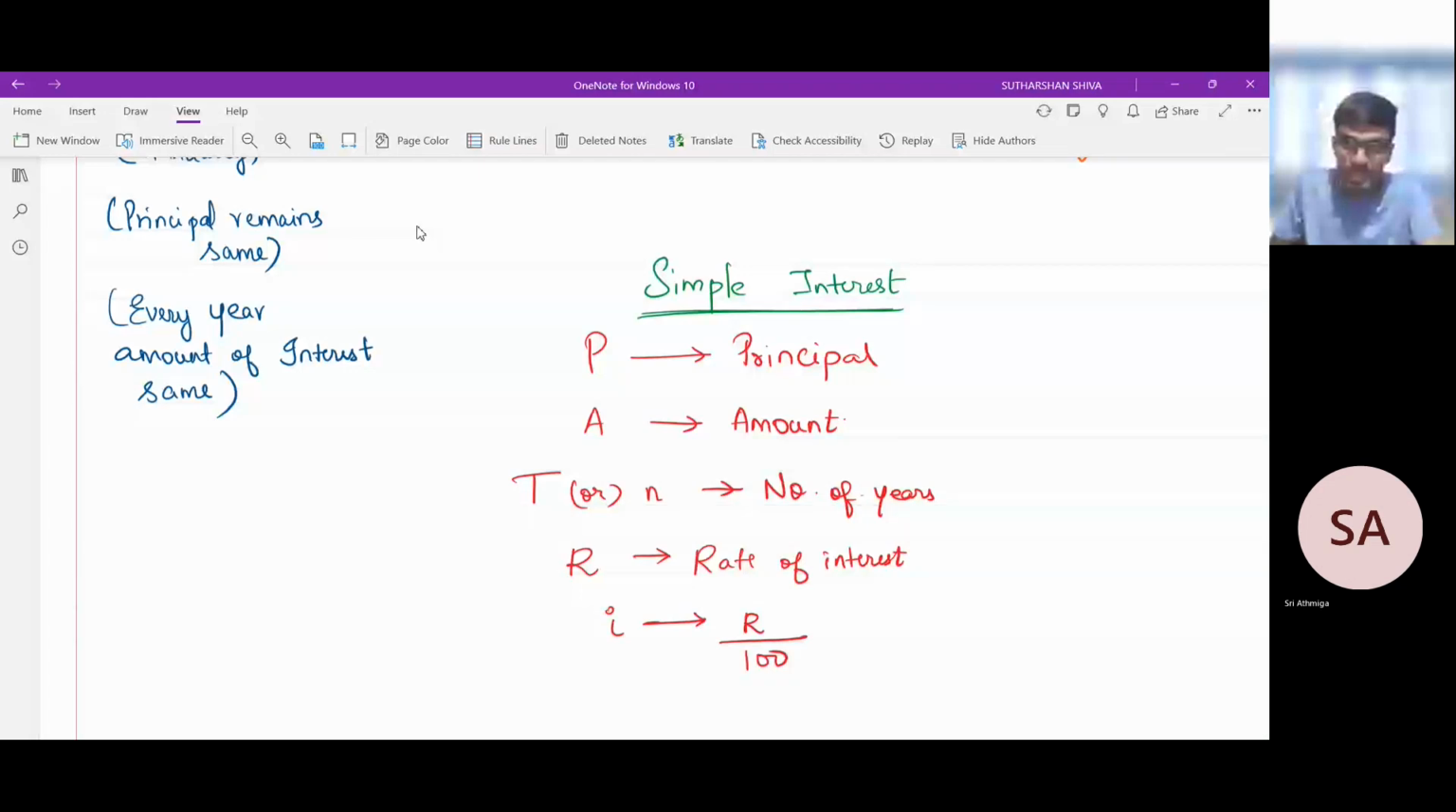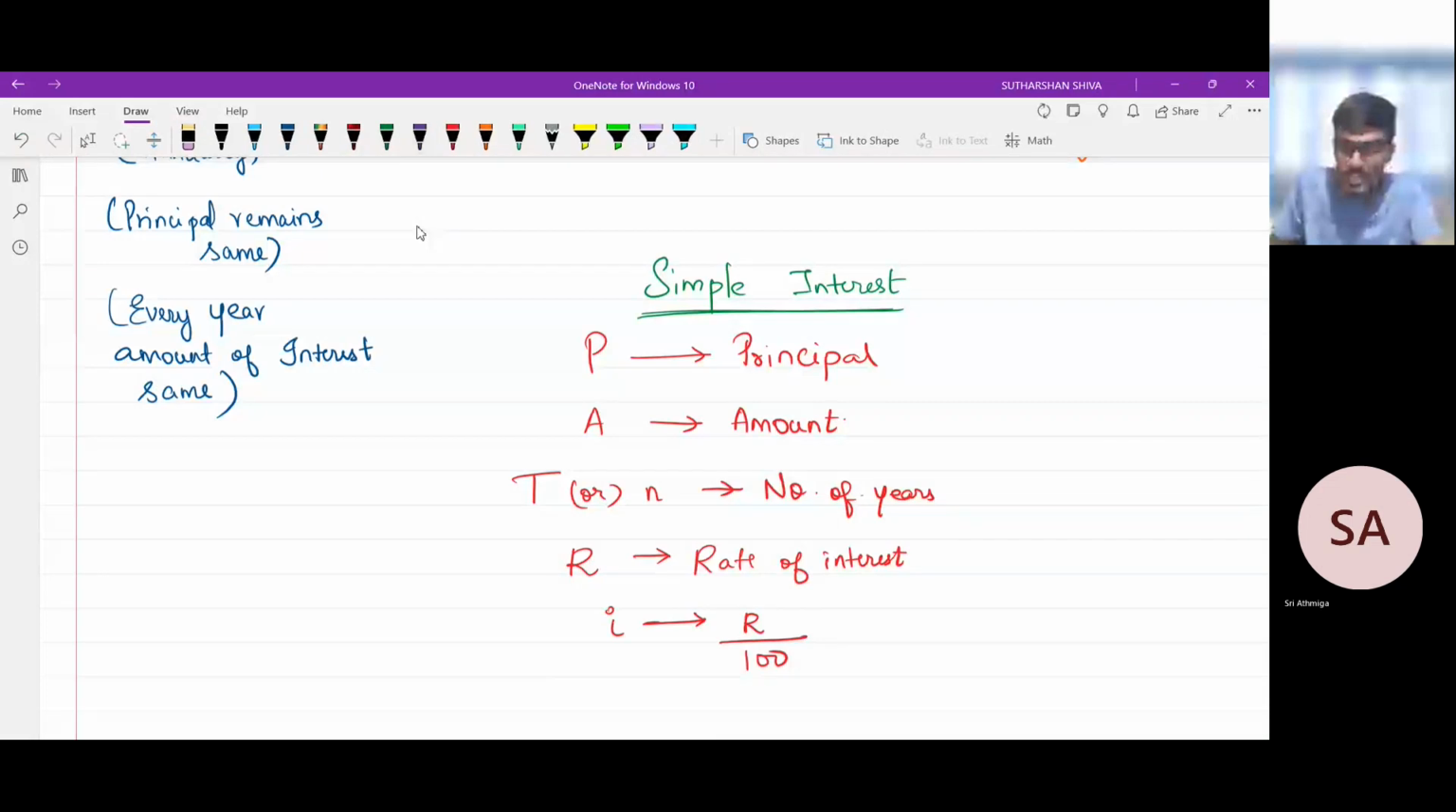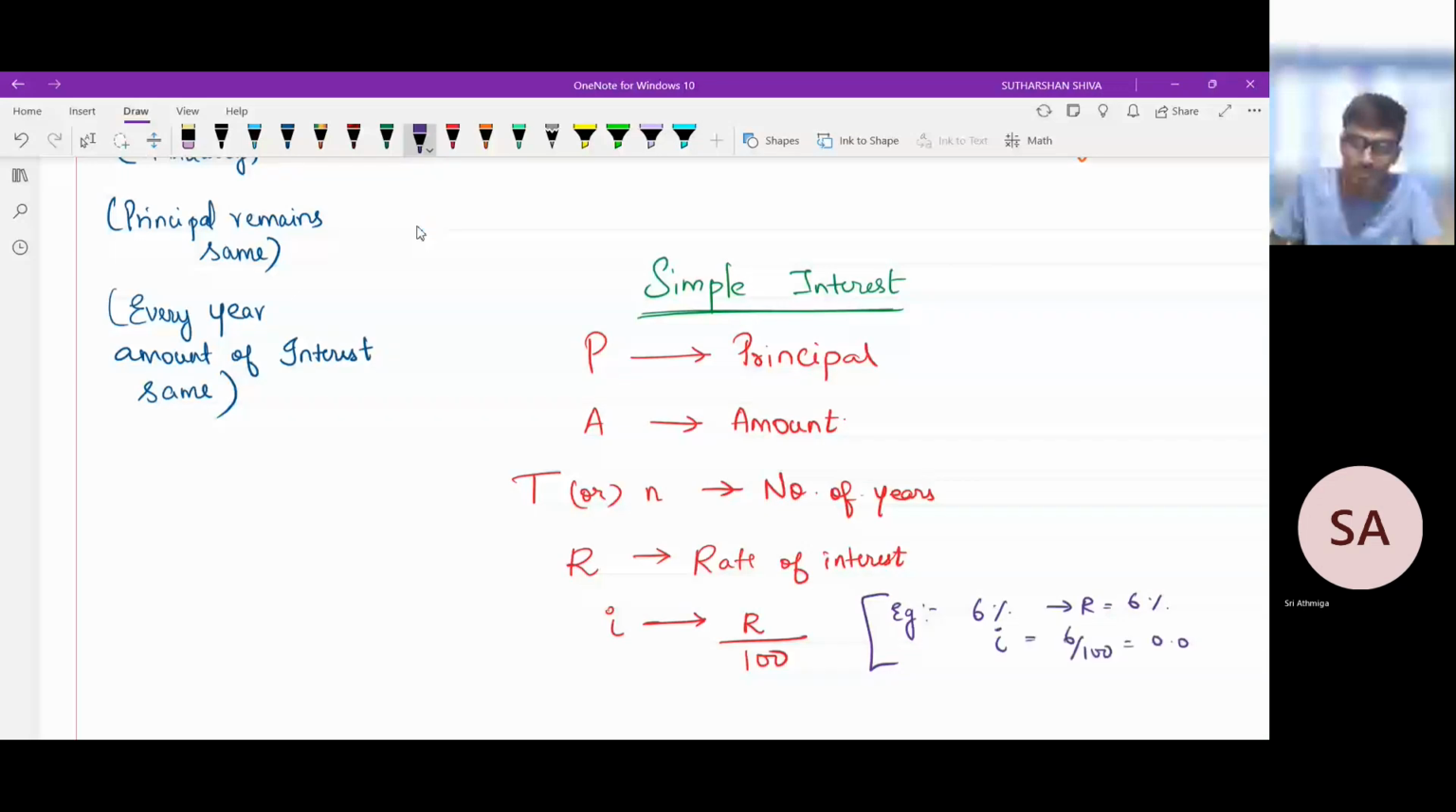R by 100. Can I give you some example? Let's say R is equal to 6%. Then I is equal to 6 by 100, therefore 0.06. If it is 10%, 10 by 100 is nothing but 0.1. If it is 8%, 0.08. Like this is the I.